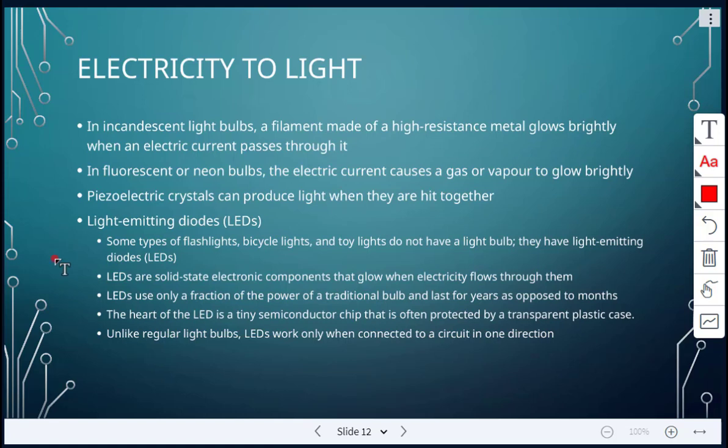LEDs are solid state electronic components. They will glow when electricity flows through them. The advantage of using LEDs is that they use only a fraction of the power of a traditional bulb, and they can last for years as opposed to just months. The heart of the LED is a tiny semiconductor chip, often protected by a transparent plastic case, and it will work when connected to a circuit, but only in one direction.